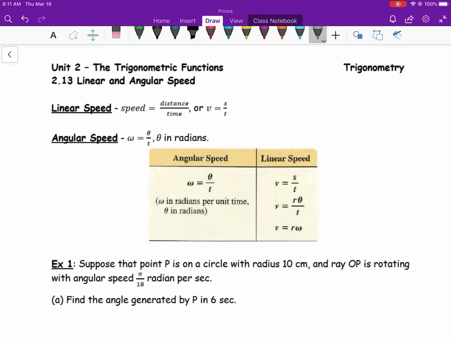Alright, so we've been dealing with linear speed, which is speed equals distance over time, or v equals s divided by t, where s is arc length, if you remember from a previous lesson. That's the distance around an angle measure for a circle.